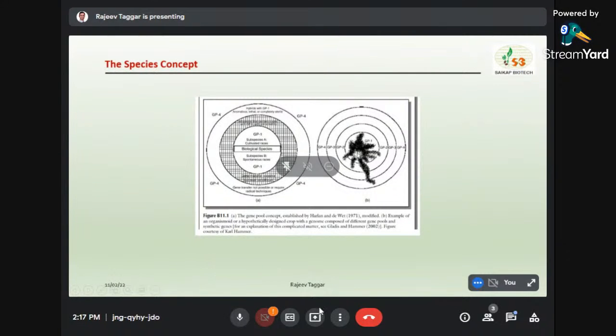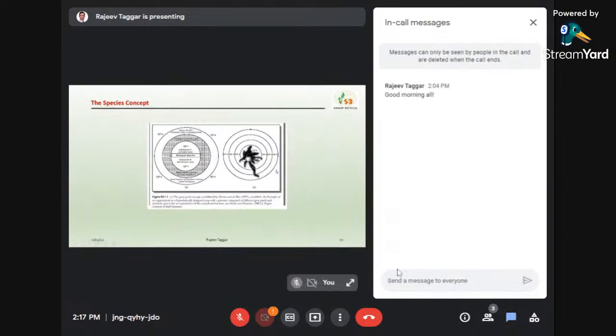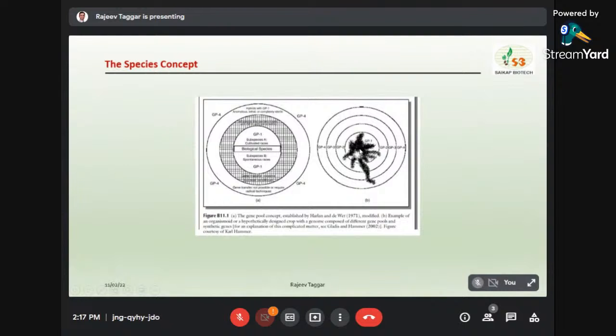Okay, thank you. So in this particular case, we can say this black blob is the germplasm. And these circles, the smaller circle within and the bigger circles outside, are the primary, secondary, and tertiary gene pool. What that means is, when we go right within, all these plants are very closely connected. All the plants right in the inside of the circle are from the same species, or probably from the same plot.